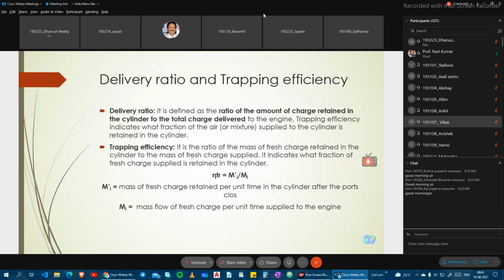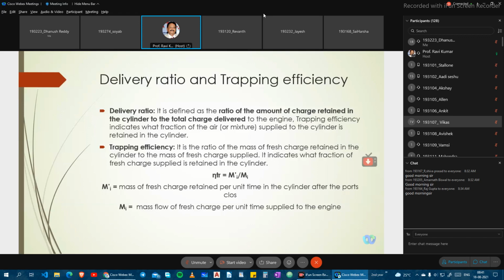And basically, we have trapping efficiency. We already know the definition. It is the ratio of the mass of fresh charge retained in the cylinder to the mass of fresh charge supplied. What is the fresh charge supplied and the retained charge? It indicates what fraction of the fresh charge supplied is retained in the cylinder. That we call the trapping efficiency.